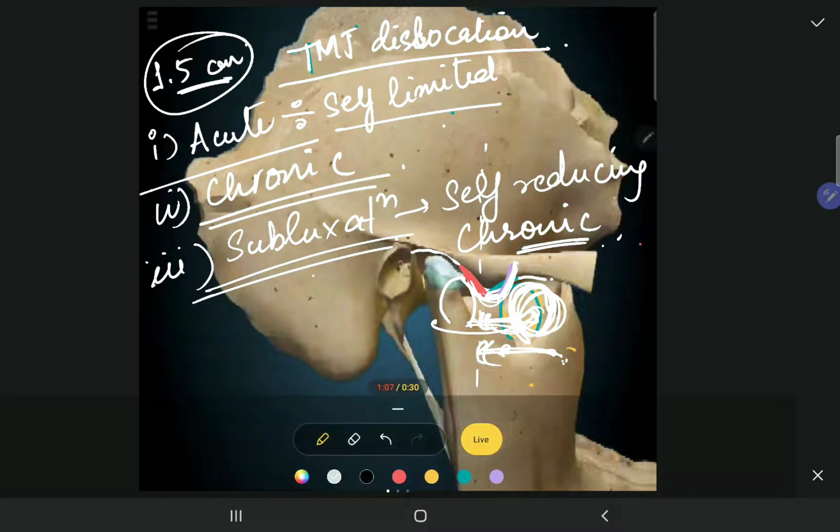So, what we need to do is, we need to reduce it manually. The person will come with the mouth wide open, but won't be able to close it. So, what you need to do is, you need to place your thumb inside the mouth on the molar teeth, both the hands, and then fingers at the angle of the mandible, and we are going to do 3 movements.